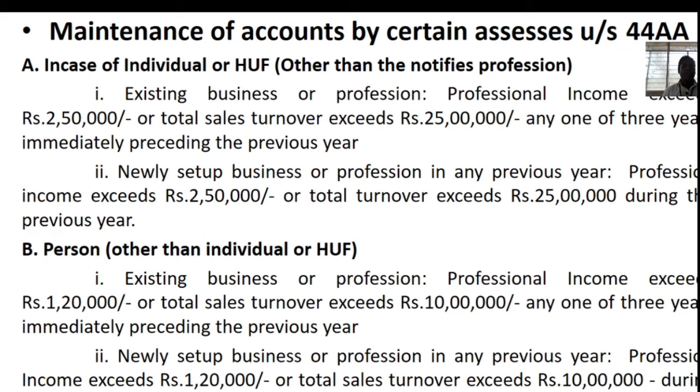B. Person other than individual or HUF. For existing business or profession, if professional income exceeds rupees 1,20,000 or total sales turnover exceeds rupees 10 lakhs in any one of the 3 years immediately preceding the previous year. For a newly set up business or profession, if professional income exceeds rupees 1,20,000 or total sales turnover exceeds rupees 10 lakh during the previous year.